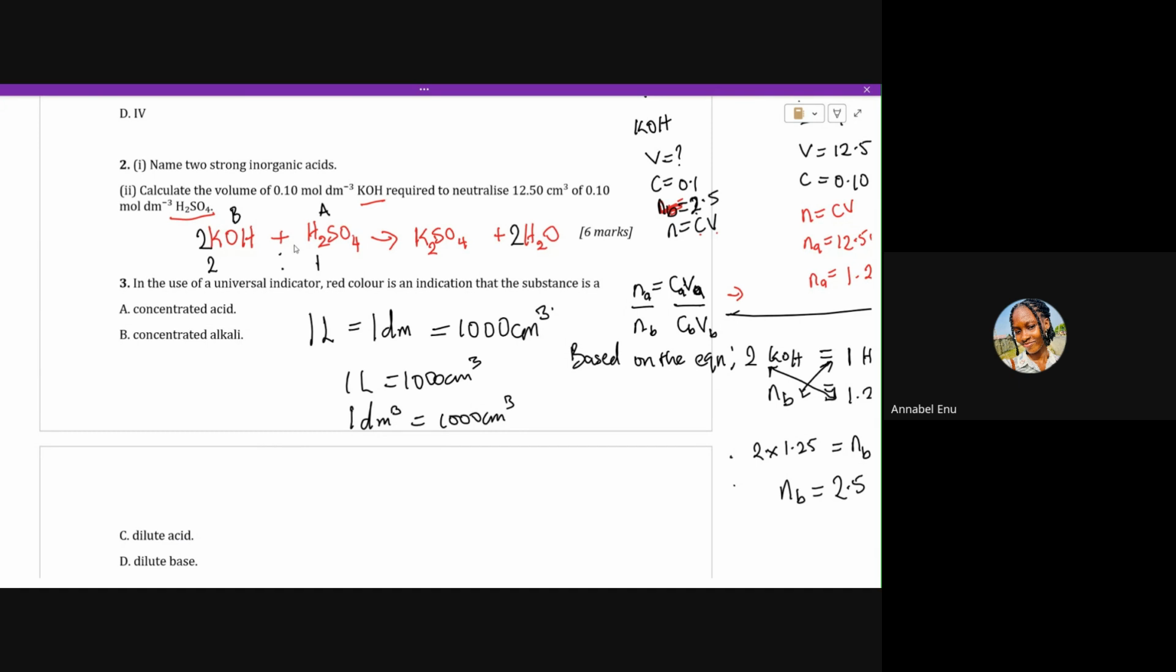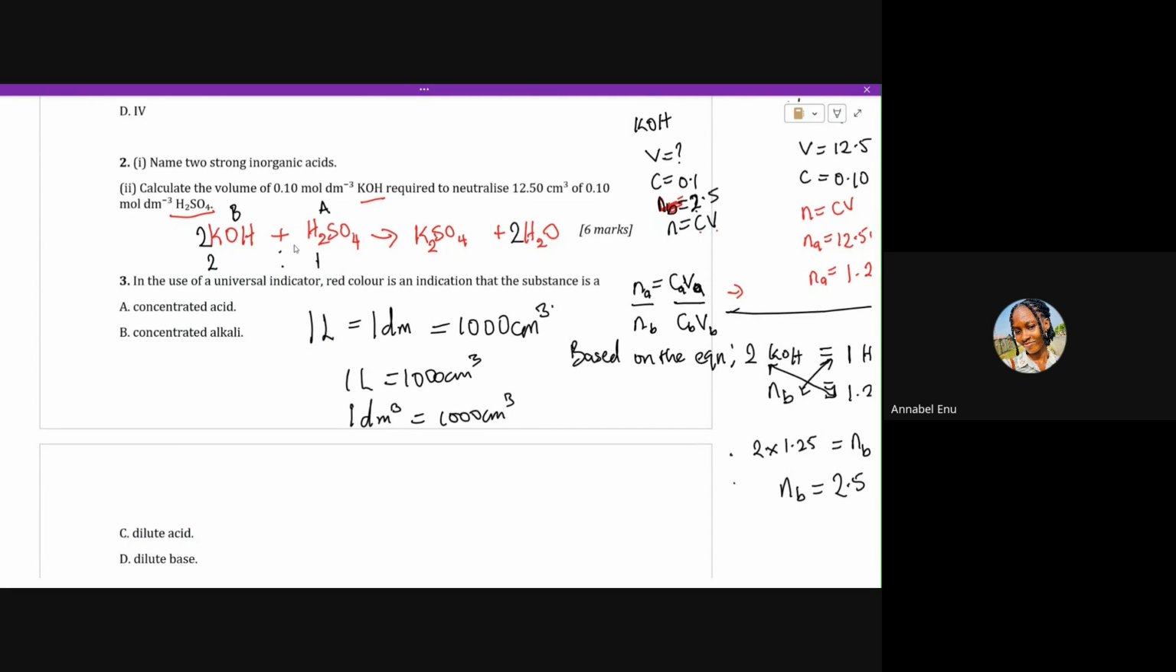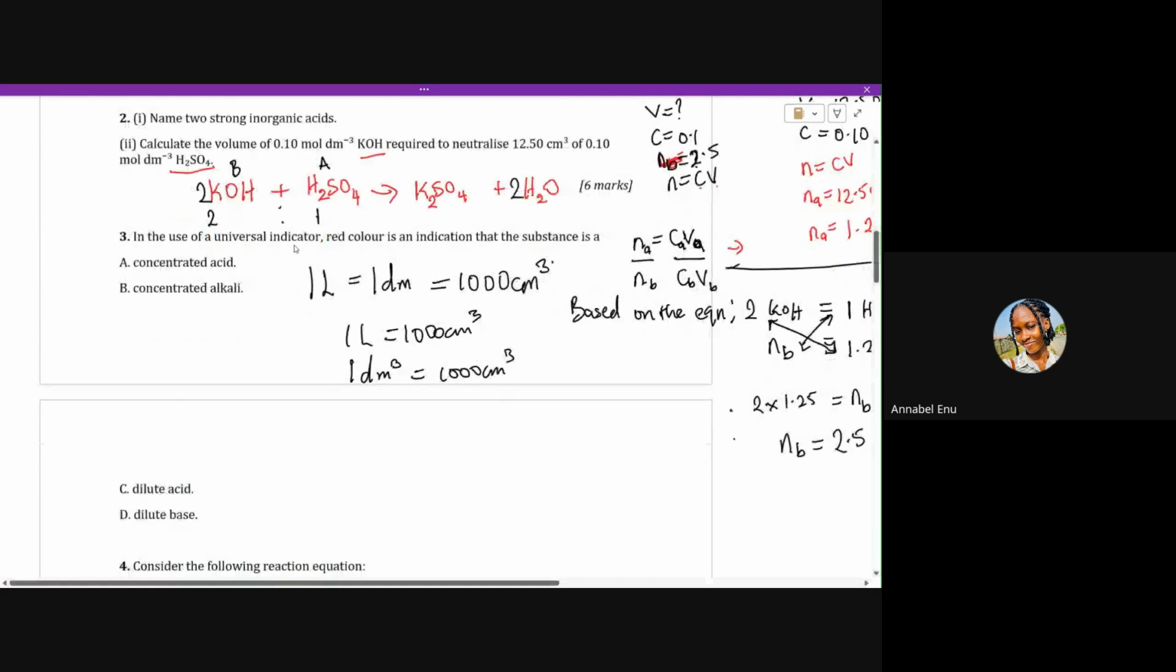The question number 3, I hope you can see it. In the use of a universal indicator, red color is an indication that a substance is, yes, concentrated acid, concentrated alkali. Alkali are bases that are soluble in water, so it's the same thing as saying base. It's like a type of base. Now, dilute acid, dilute base. So what's the answer? And tell me why your answer is the answer.